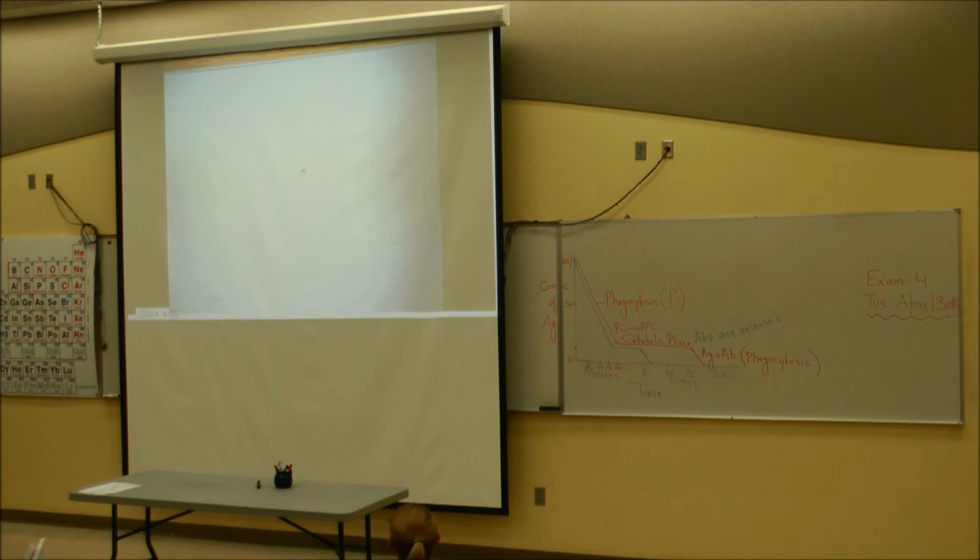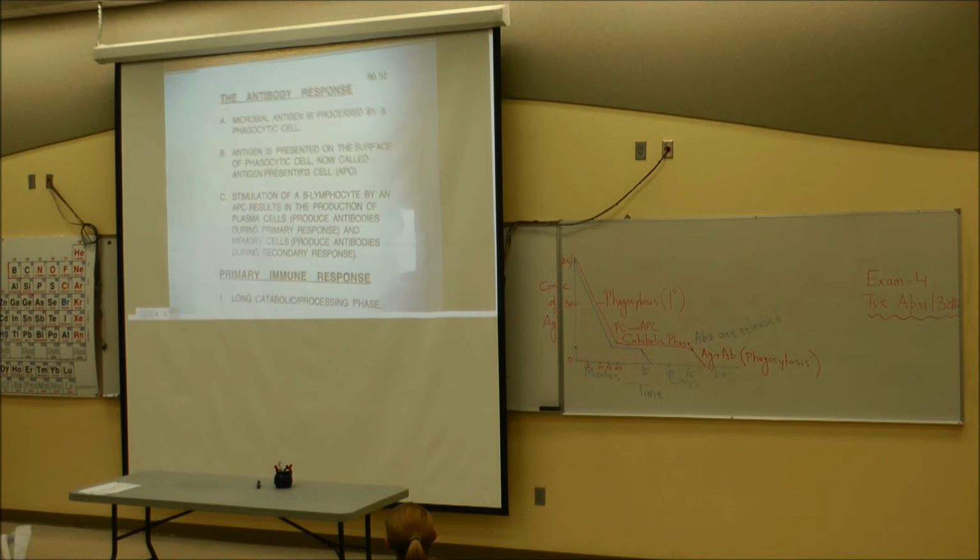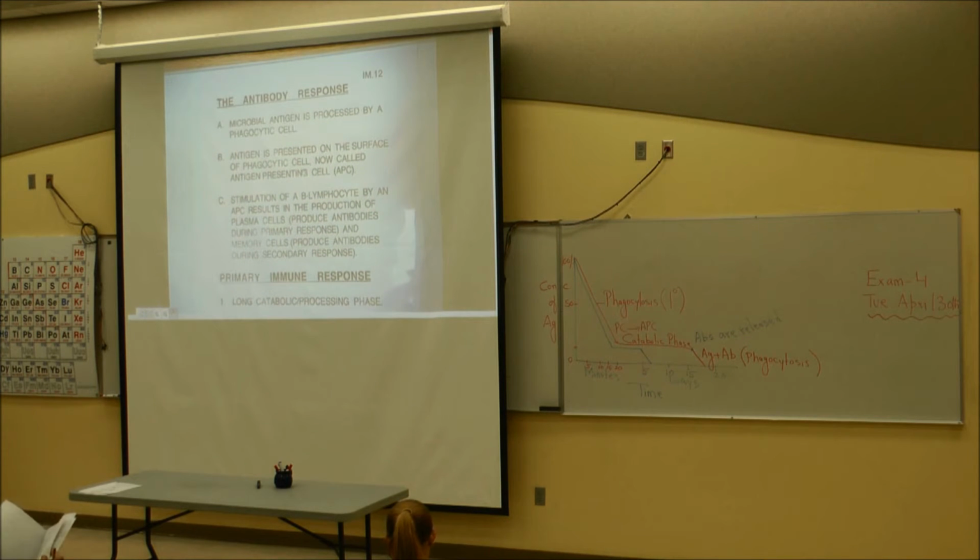Now let's talk about how antibodies are made. We have already talked about the first two steps. We need to just look at the third step: antibody response or antibody synthesis. How antibodies are made. First step, microbial antigen is processed by phagocytic cell first. Non-antigenic parts are released by the phagocytic cells. Antigenic parts are kept. Antigen is presented on the surface. Now the phagocytic cell is called antigen presenting cell.